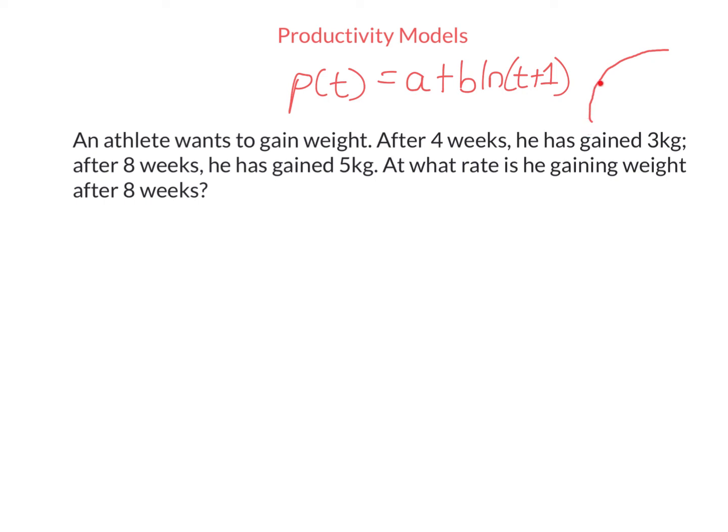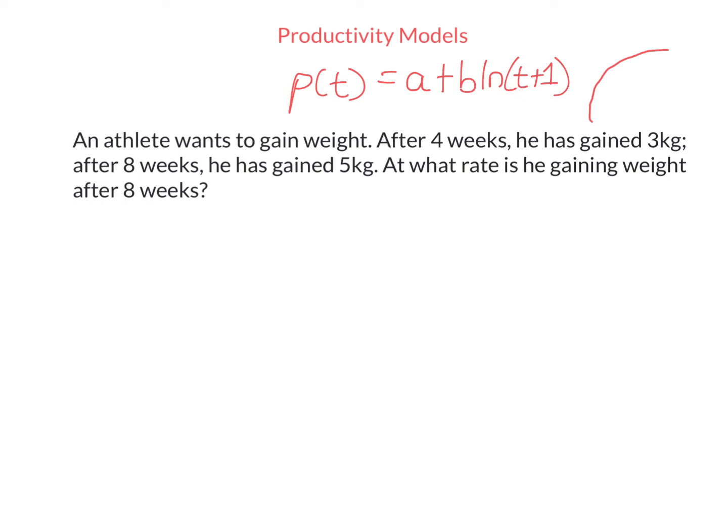So this curve looks like a log graph, and that's why the equation for a productivity model has a log function. We use the natural log for this because it's easy to differentiate. Now in this, P is whatever units you're gaining, and T is time. It could be days, weeks, years, whatever. Note we have to have T plus 1 because you can't take the natural log of 0. So this allows us to input T equals 0 by having the T plus 1 there.